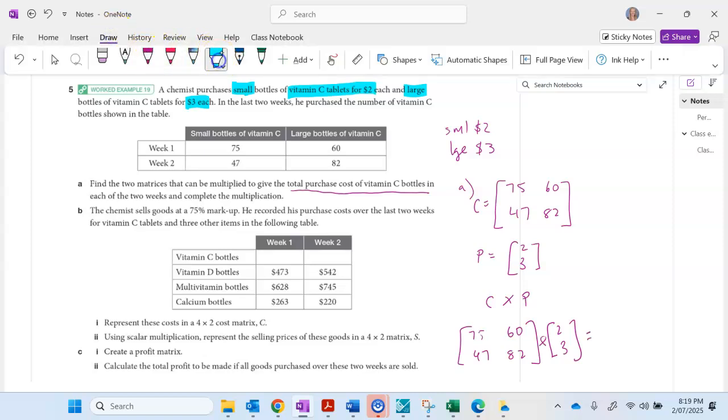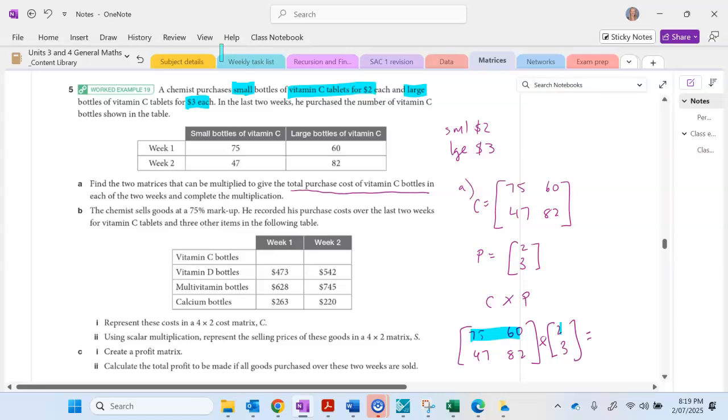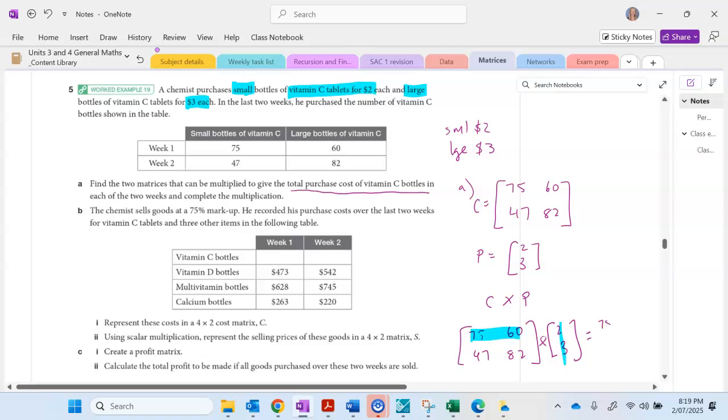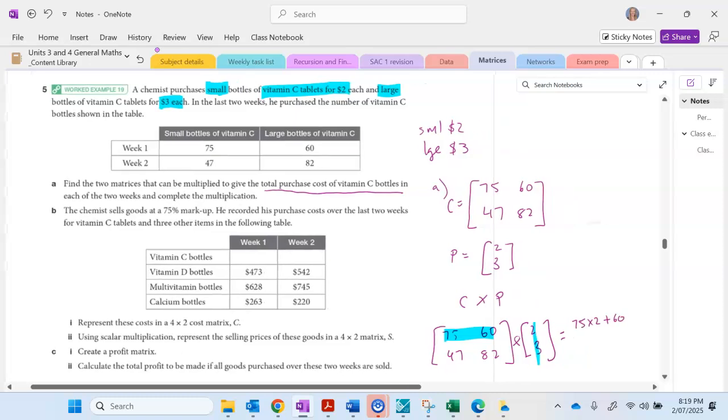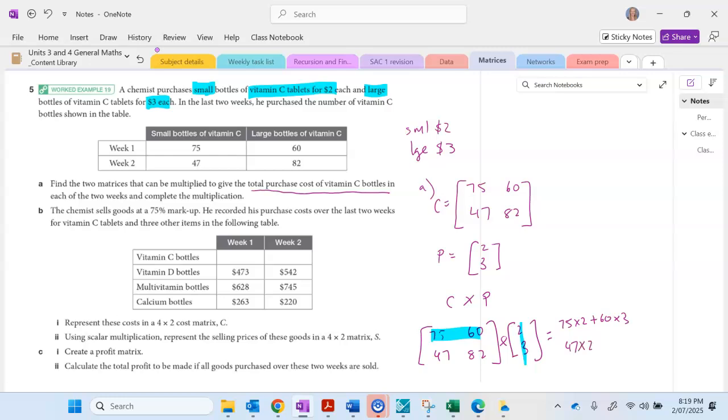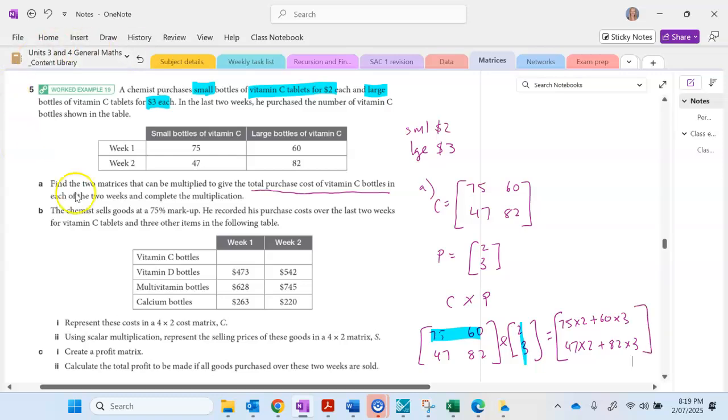So we're going to multiply this week by these prices. So we're going to have 75 times 2 plus 60 times 3 in the first spot, and then 47 times 2 plus 82 times 3 in the second spot. All right, so that'll give you the total for week 1 and week 2. You can just do that on the calculator. Probably take you longer to do that, so just do it with the matrices.